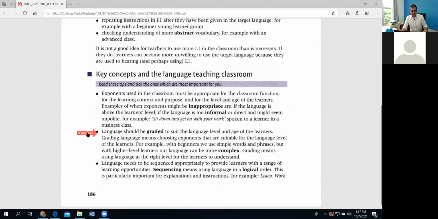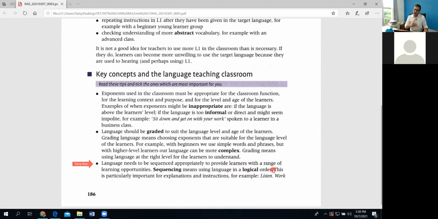Next point is language needs to be sequenced appropriately to provide learners with a range of learning opportunities. Sequencing means, this also underlined, using language in a logical order.